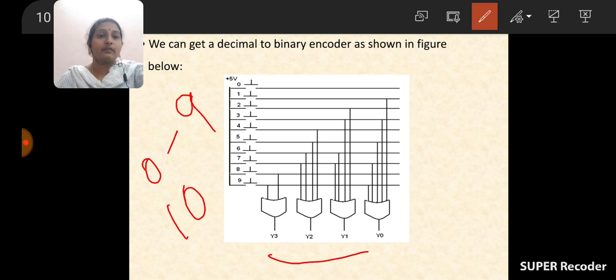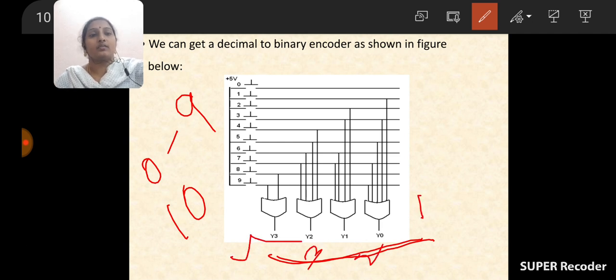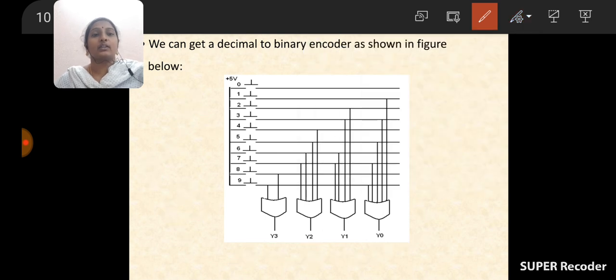And how many gates are we using here to construct the circuit? 4 gates are used. What is the name of the gates? OR gates. 1, 2, 3, 4 gates are used. So with the help of 4 gates, how many outputs are produced? 4 outputs are produced. What are the 4 outputs? Y0, Y1, Y2, Y3.